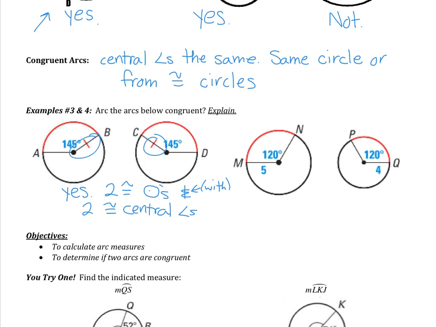All right, the next example, arc MN has a measure here of 120 degrees, and arc PQ has a measure of 120 degrees. So the first condition is met. Then we have to check, are these circles congruent? As you can see, this one has a radius of 5, this one has a radius of 4, so they are not congruent. And the reason would be the circles are not congruent.